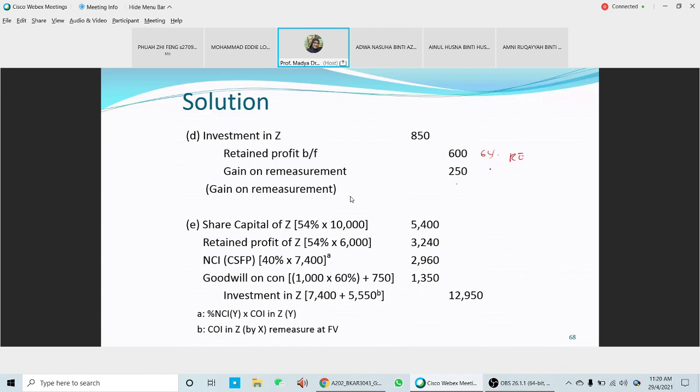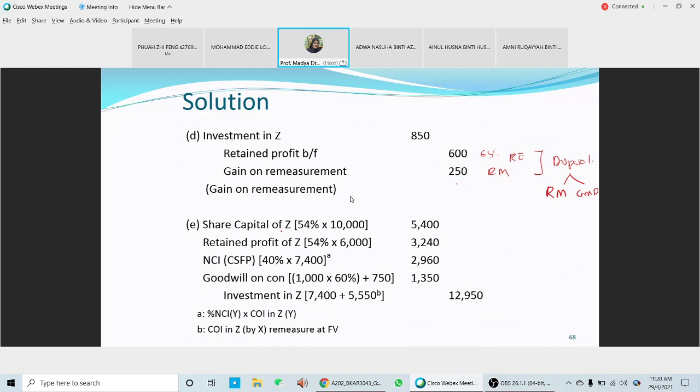gain from a remeasurement. Remember that last time when we learned about disposal, we have two types of gain. The first one is gain on remeasurement. The other one is a gain on disposal. So then on disposal, we transfer to the RE and then credit investment inside. Yeah? So that is why it is 600. How to calculate this one, refer to slide 64.